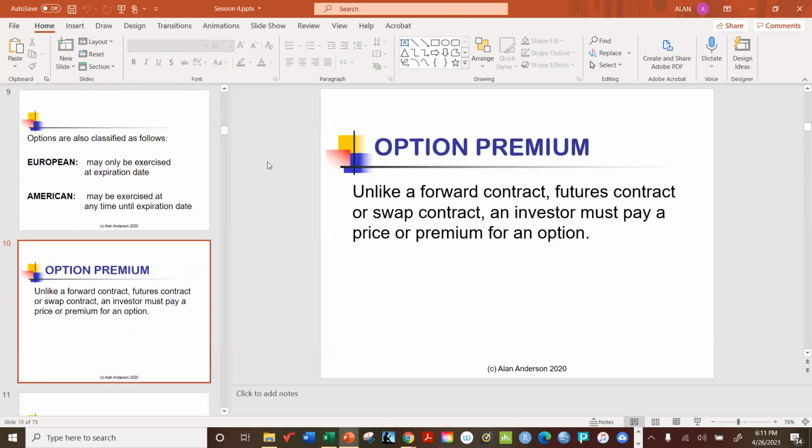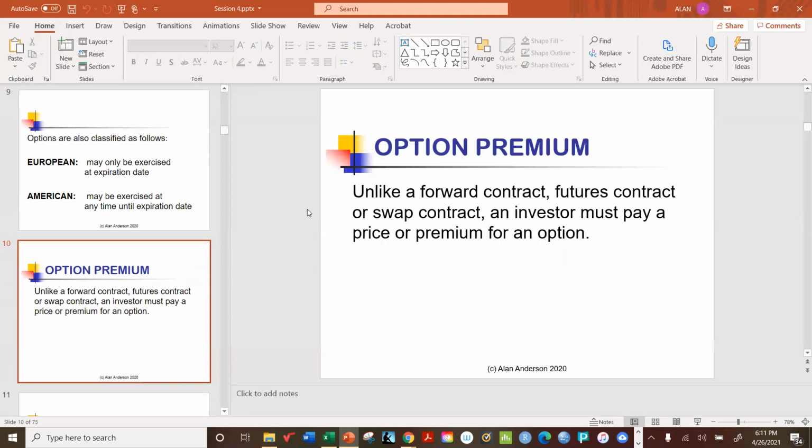And the premium, yes, exactly right there. The premium is the price that you have to pay to buy an option. And so unlike a forward contract, where there is no premium, a futures contract has no premium. It does have a margin requirement, but not an actual premium. And the same thing with a swap. Normally when a swap is entered into, it has value of 0 to both sides. So no money changes hands.